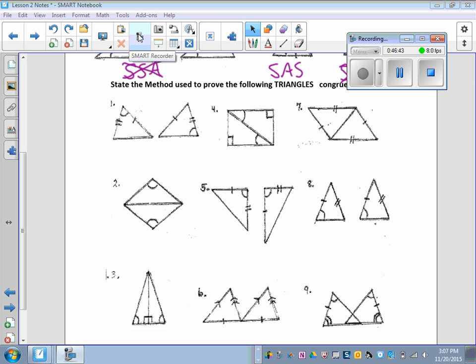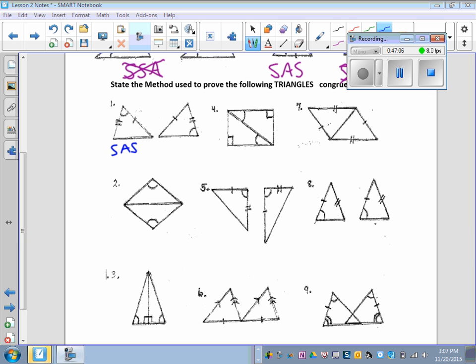Okay, so let's quickly go over the remaining problems and see what we have here. Remember, your homework is worksheet 3 and worksheet 4. That is due next class on Tuesday, and you do have a quiz next class over what we've learned today and last class.